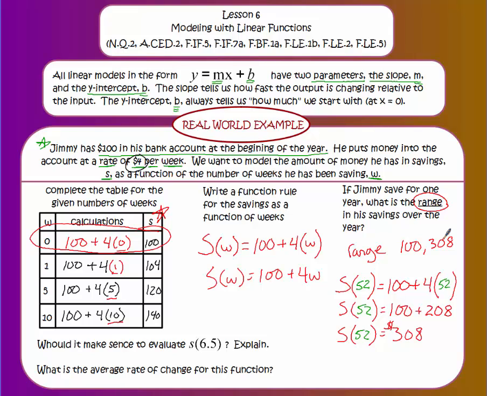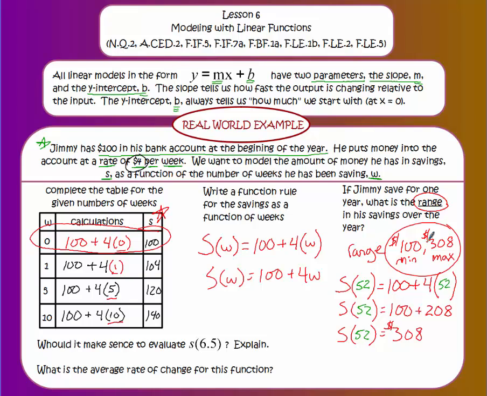And that's the range in y values. This is the minimum, and this is the max. Okay, so if I wanted to know the difference in the range, I would subtract 100 from 308 and tell you that you are growing by $208, right? From 0 weeks to the 52nd week, the end of the year, you've grown $208. Okay, so the range in his savings is from $100 to $308. Put dollar signs here.